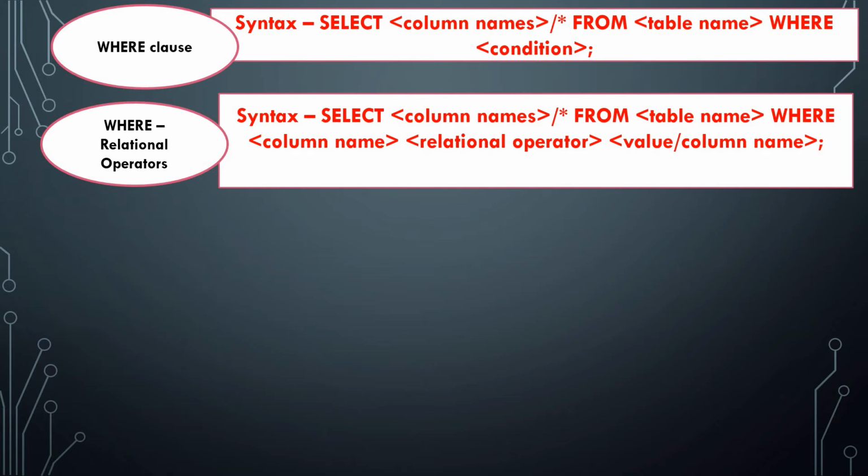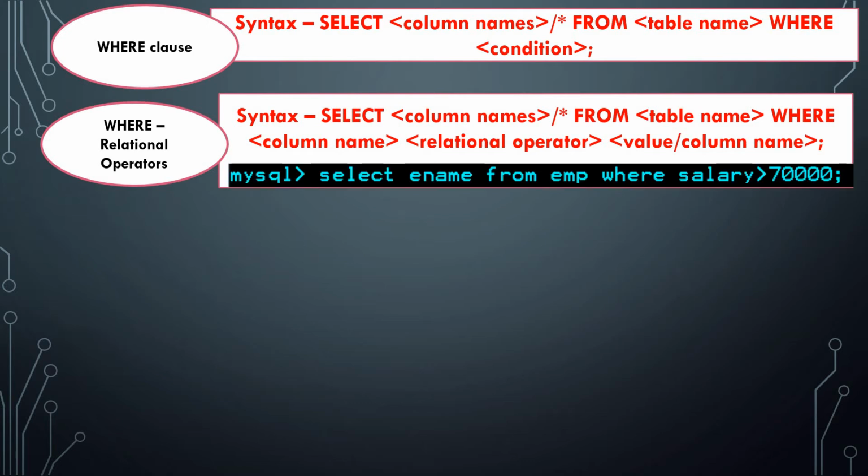If you are using a where condition, never write from table name at the end. First you have to write from table name, and after that give the condition: where column name, the column on which you want to apply the relational operator, same as with arithmetic operators, then you write a value or a column name. You can apply relational operators on two columns also. Here's an example. Select employee name from EMP where salary is greater than 70,000.